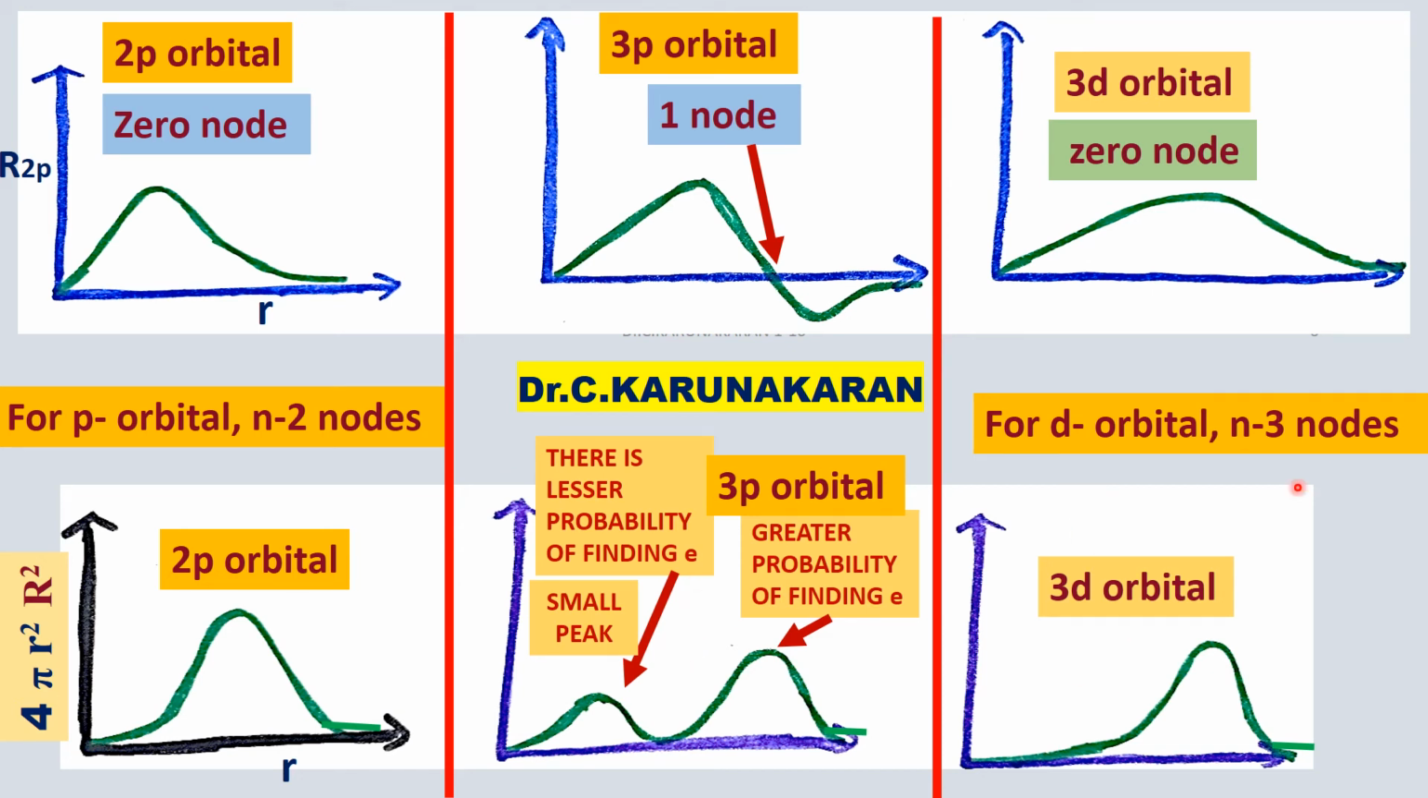The number of nodes I have shown here is similar to the radial wave function. Here there is only one node for the 3p orbital, here again one node. At the node, the probability of finding the electron is 0, and there is one small peak. There is a lesser probability of finding the electron in the small peak. There is a greater, large peak, where the probability of finding the electron is maximum. This is the maximum probability of finding it, and there is only a little probability in this small peak.